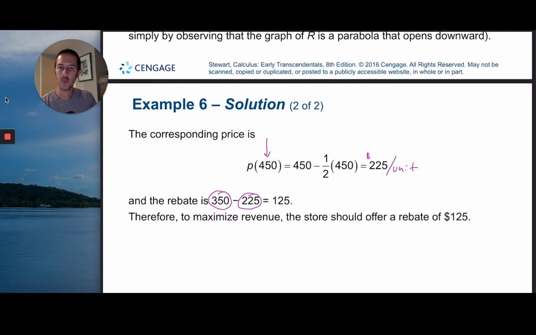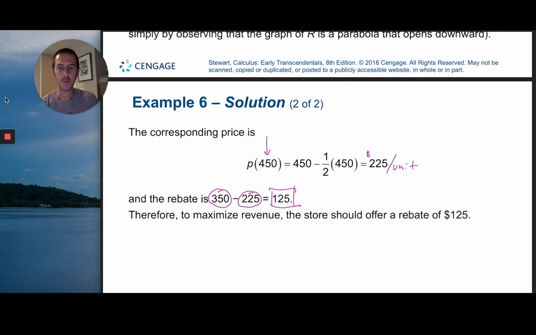So what kind of a rebate do we need to offer? A $125 rebate. Now, the next time you go to the store to buy a TV or a new phone, whatever it is, this often happens on larger ticket items. Technology, I would say, is a really big one. Automobiles also, we see these rebates, and now we see why maybe they're offering these. So in order to maximize revenue, the store should offer a rebate of $125.